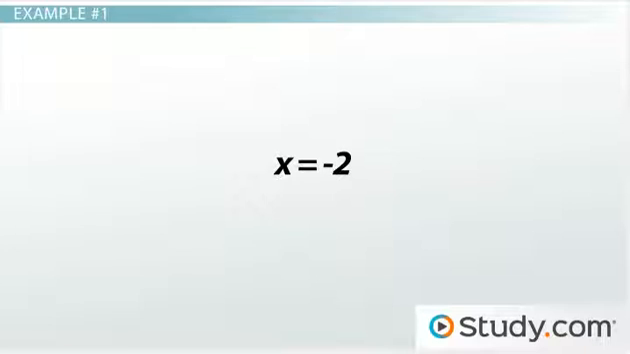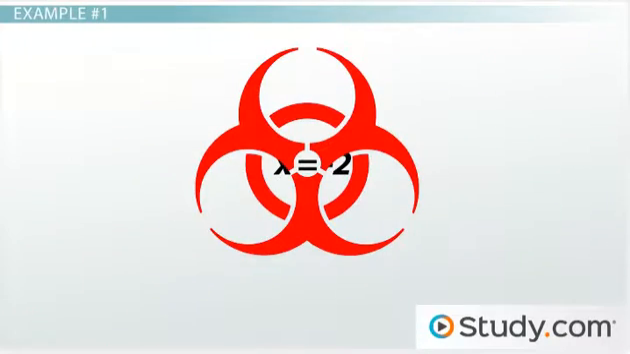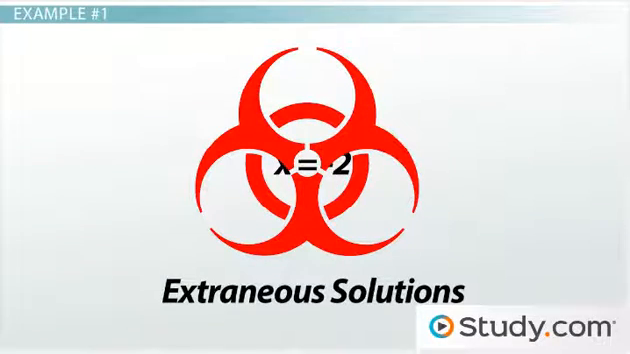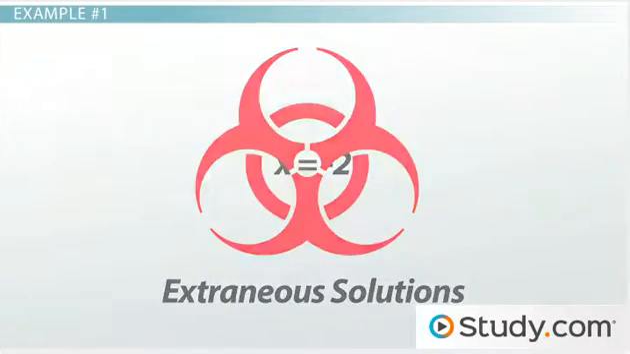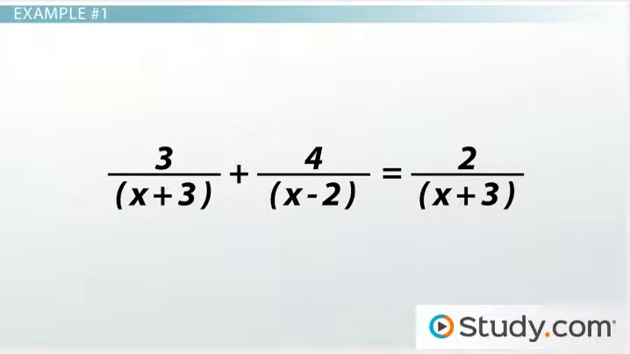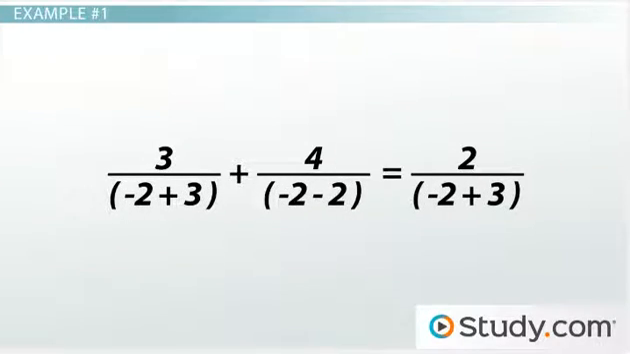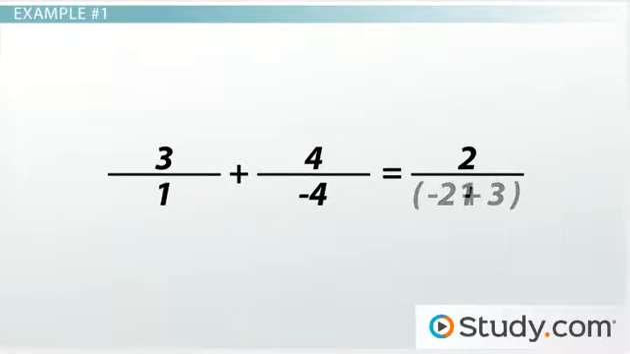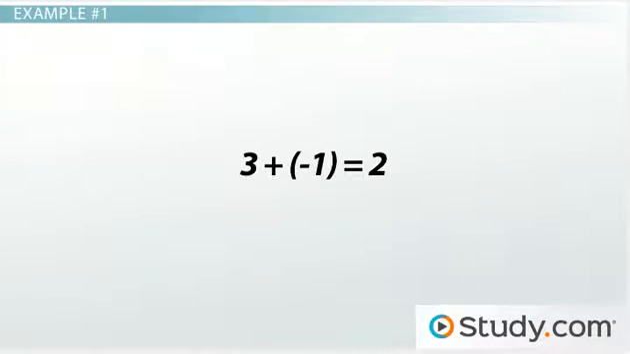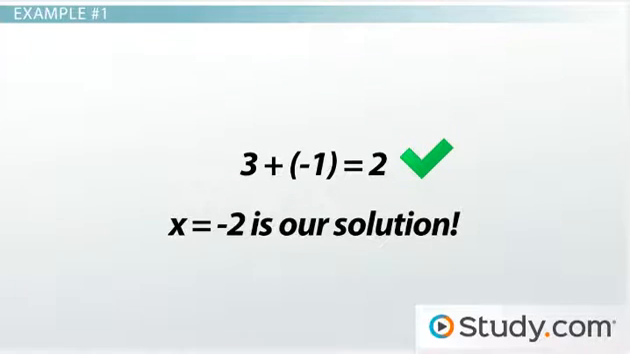The reason we check our answers is that sometimes we get a virus, or, in math terms, extraneous solutions. To check, I replace all of the x's with negative 2. 3 over negative 2 plus 3 plus 4 over negative 2 minus 2 equals 2 over negative 2 plus 3. Let's simplify. 3 over 1 plus 4 over negative 4 equals 2 over 1. Since 3 plus negative 1 equals 2 is true, x equals negative 2 is the solution.